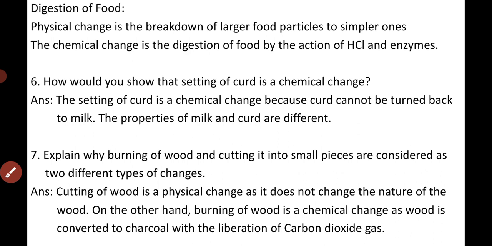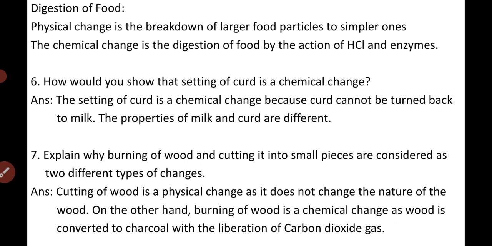And what is the chemical change in this process? Chemical change is the digestion of food by the action of HCl and enzymes. Some of the digestive juices will be secreted by the liver, the stomach, and the pancreas, right? So HCl and some enzymes will also be produced. When the digestive juices act on the food particles, breaking them into simpler food particles, then a chemical change or chemical reaction takes place. New substances will be produced in that process, and those new substances of the food will be absorbed by our body.